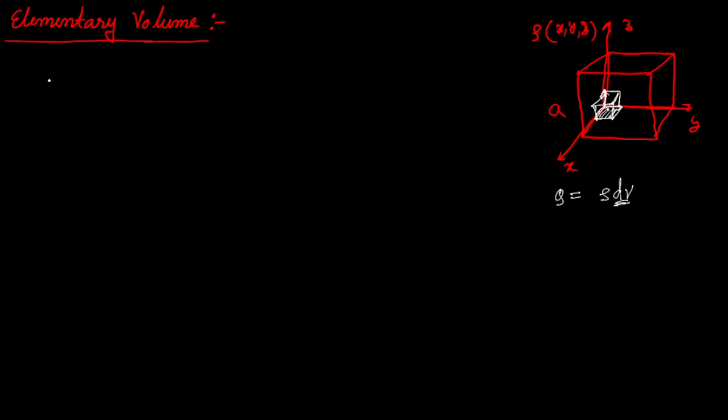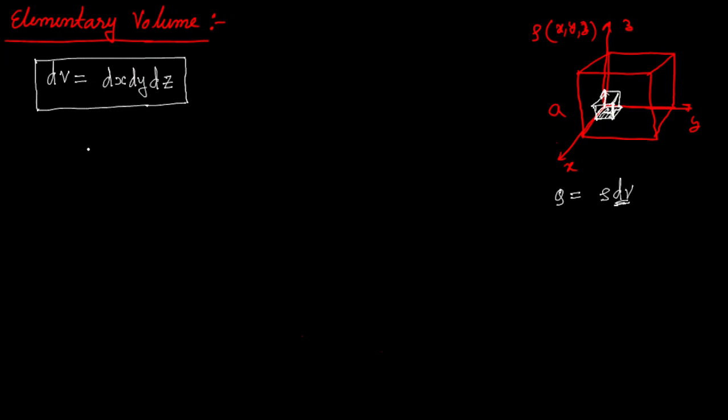So if we want to write the elementary volume in the rectangular coordinate system, how can we define it? We define dV as, first we write the area, and then multiply this area by the height. The area in this case will be dx dy, and then we also multiply by dz. So in the rectangular coordinate system, the elementary volume will be dx dy dz.